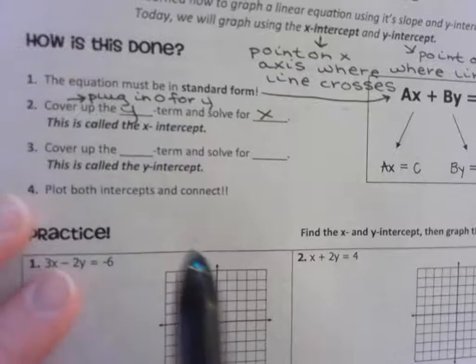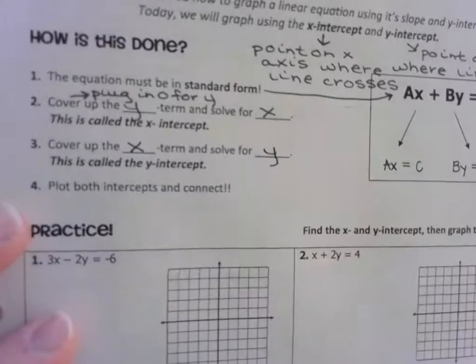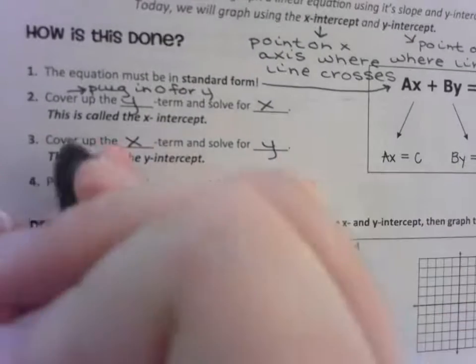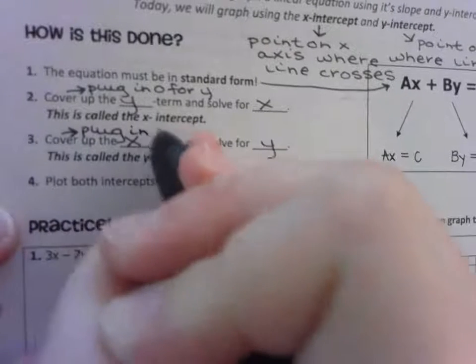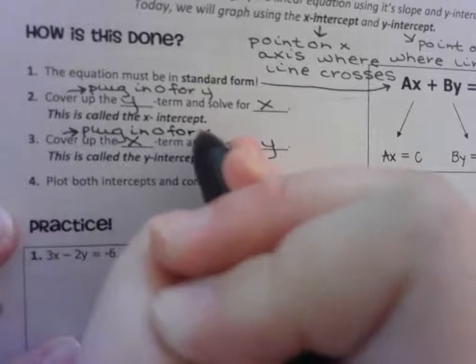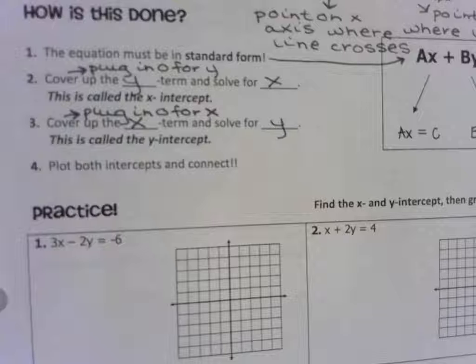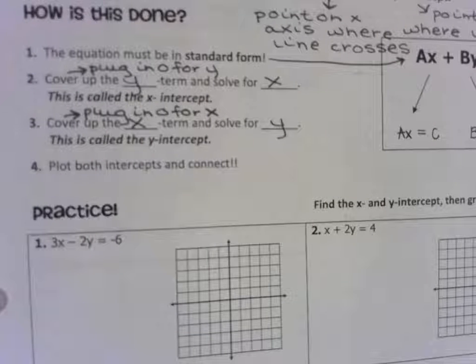And then we do the opposite. We cover up the x term and solve for y. Covering up the x term is the same as plugging in 0 for x. If I'm looking for a point on the y-axis, I'm looking for where x is 0. So I'm going to plug 0 in for x.